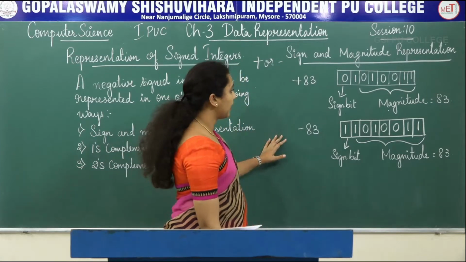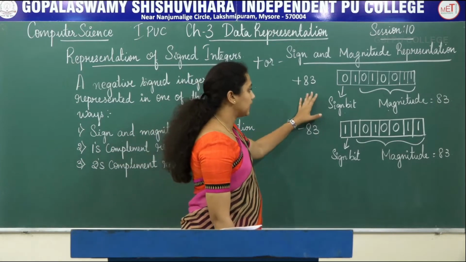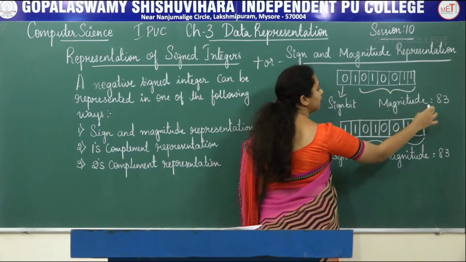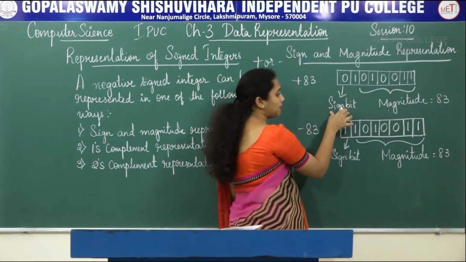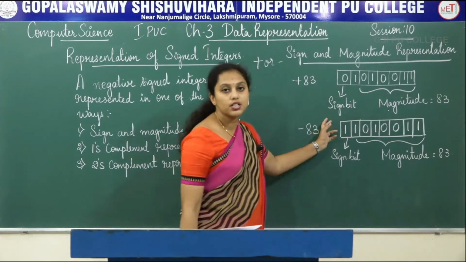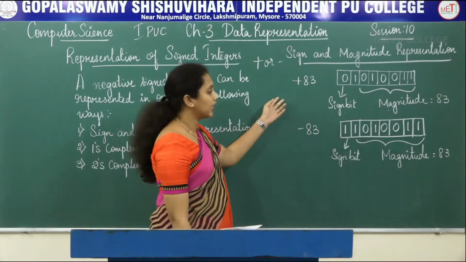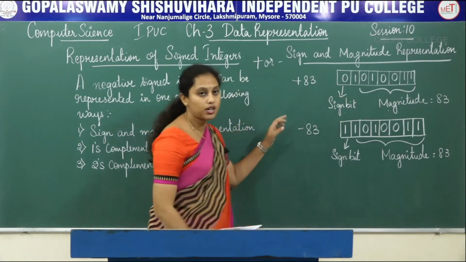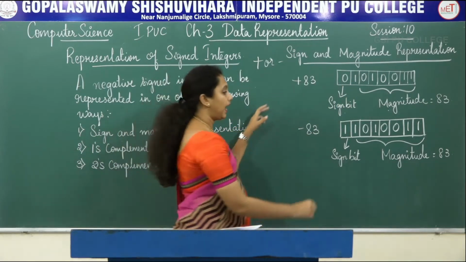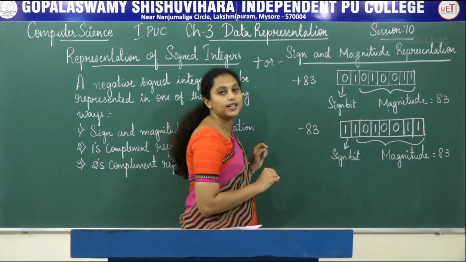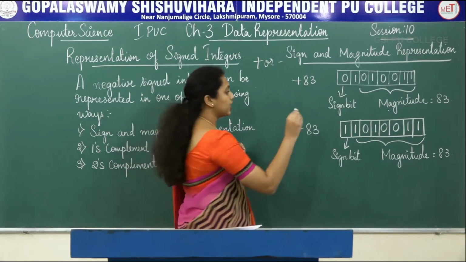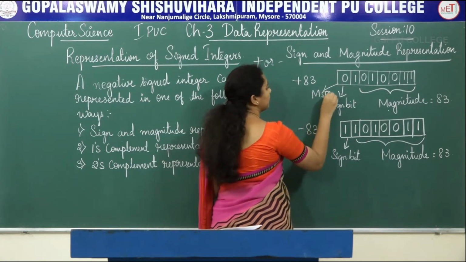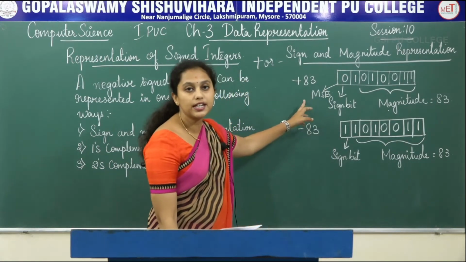See in this example, plus 83. So this is our magnitude, that is the binary value of 83, and this represents whether it is a positive number or a negative number. So the sign bit 0 is used for positive numbers and 1 is used for negative numbers, and this position we call the MSB, that is the most significant bit.